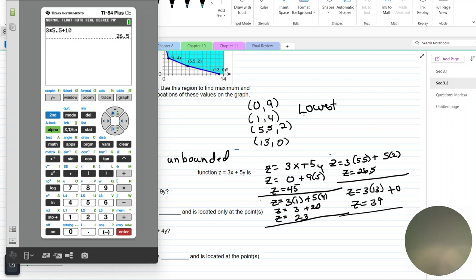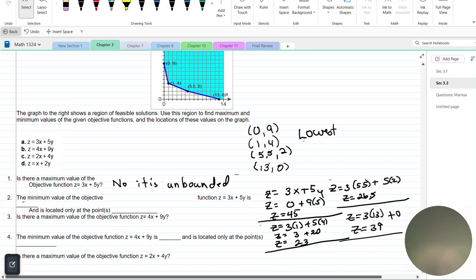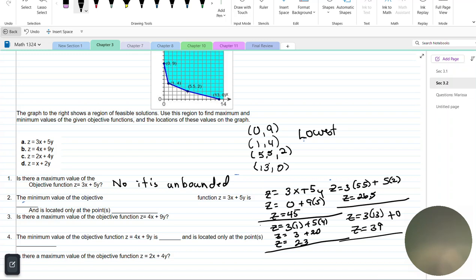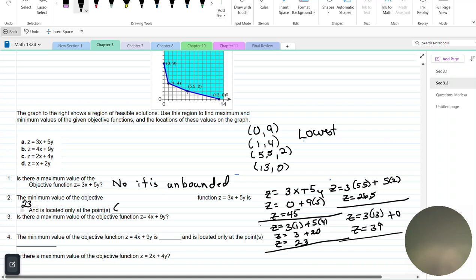So we had, let's review that I didn't forget any numbers. 1, 2, 3, 4. Okay, now we're looking at the numbers and we're saying 23 looks like the lowest, at the point (1, 4). Is there a max? No. Again, it's unbounded, but there are minimums.